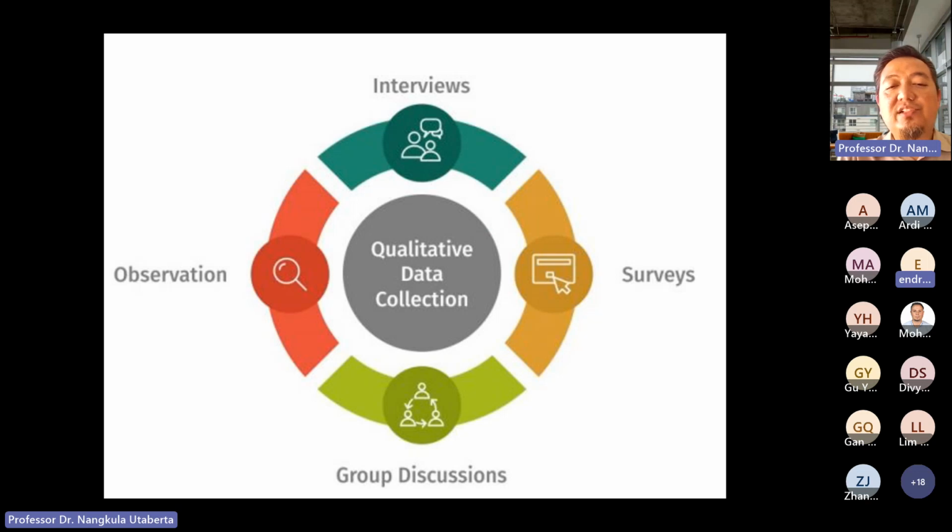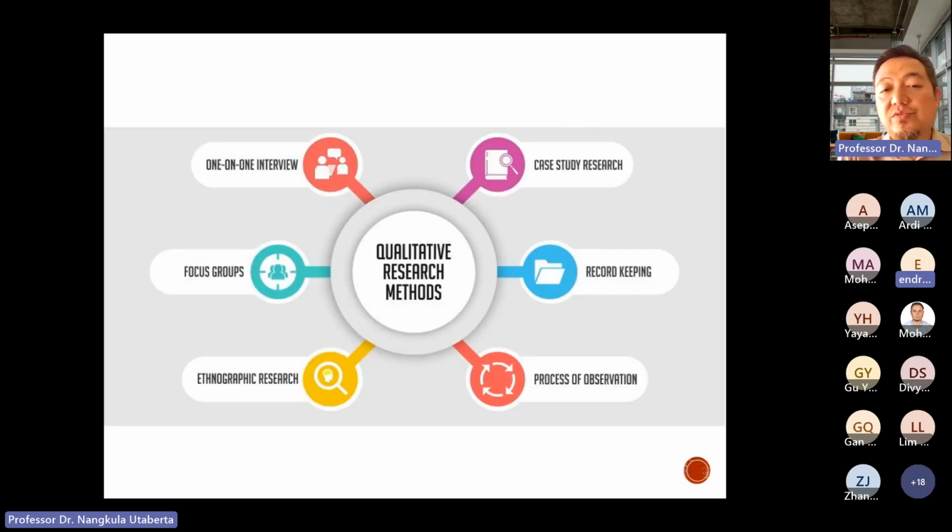You can have interviews, surveys, observation, focus group discussion. Those are what we call qualitative data collection. Interviews, case studies, ethnographic research, observation. These are the types of research that we talk about as qualitative.